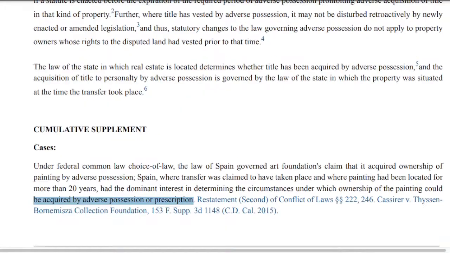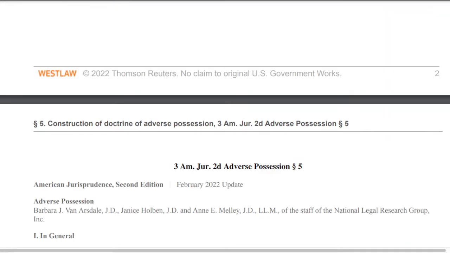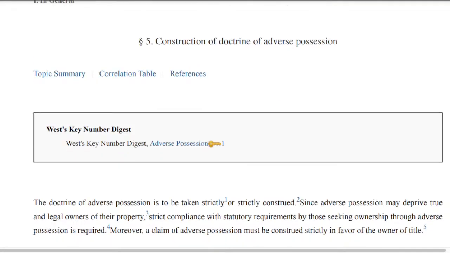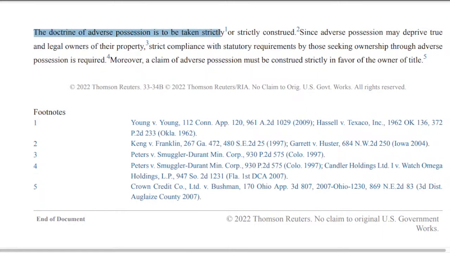All right, do we finish this? Yes, we finished this section. We're all good. Let's move on to the next section here, and we're on to construction of doctrine of adverse possession. The doctrine of adverse possession is to be taken strictly or strictly construed. Since adverse possession may deprive true and legal owners of their property, strict compliance with statutory requirements by those seeking ownership through adverse possession is required. Moreover, a claim of adverse possession must be construed strictly in favor of the owner of the title.